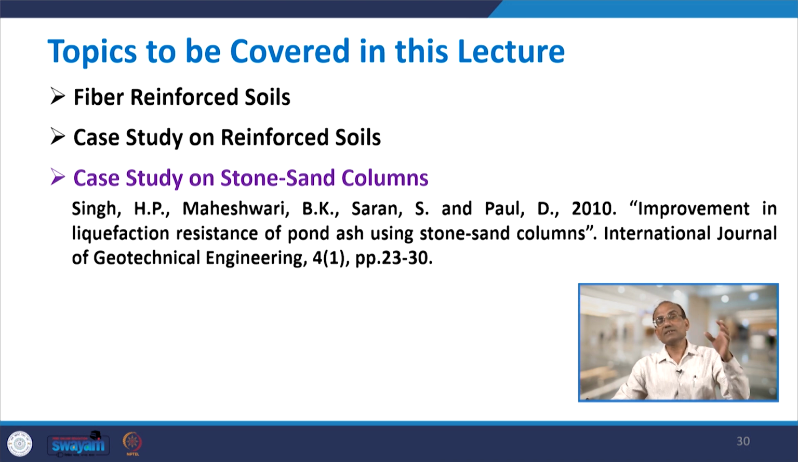Here the objective was to improve the strength not only of sand, rather the objective was to improve pond ash. The pond ash is a kind of waste. Pond ash is sometimes also called fly ash. It is the ash which comes out of the thermal power plants and is in the dumps, and its shear strength is very weak.